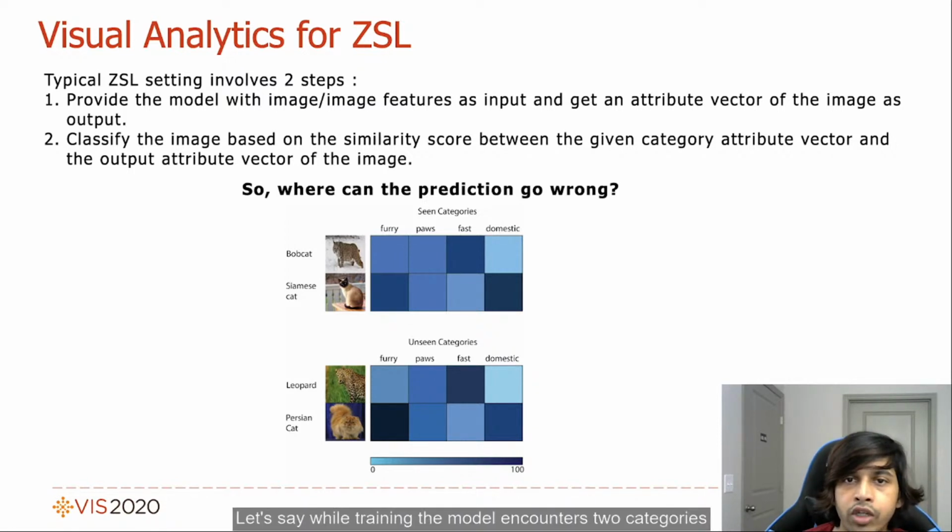Let's say while training, the model encounters two categories, bobcat and Siamese cat. These two categories share some common attributes like furry and paws, but they can be distinguished by attributes like fast and domestic. Since we are transferring knowledge from seen to unseen categories, it is possible for the model to mispredict certain attribute values and thus result in wrong classification. For example, it is possible for the model to underpredict the domestic attribute of Persian cat and confuse it as a leopard.